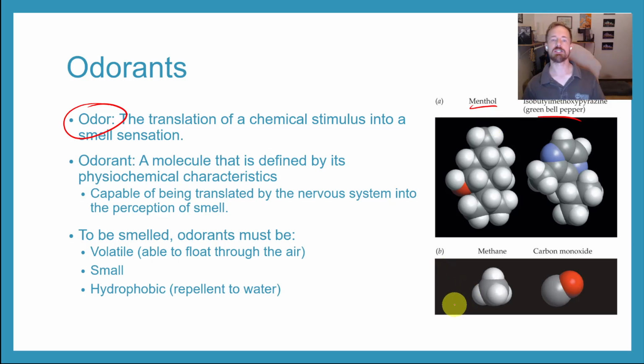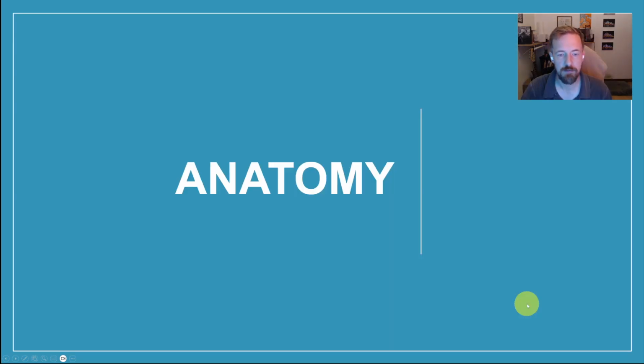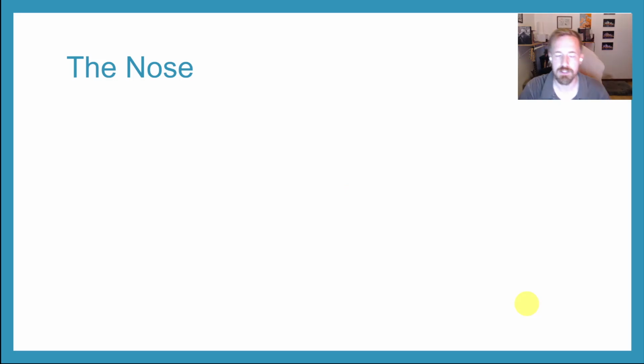So in order for us to be able to smell something, because not everything is smellable, right? Like carbon monoxide is not easily smellable. In order for us to smell it, it needs to be volatile, so it needs to be able to float through the air. It needs to be small. And it needs to be hydrophobic, which means that it is repellent to water. Carbon monoxide is volatile. It is small, but it is not hydrophobic, which is part of the reason why it is difficult to perceive. So let's talk about the anatomy then.